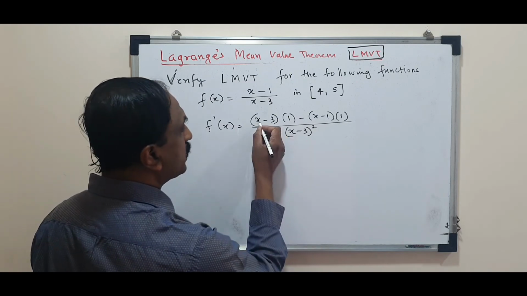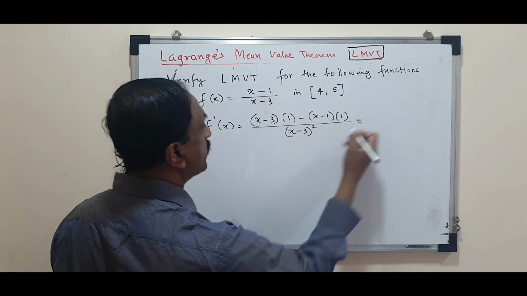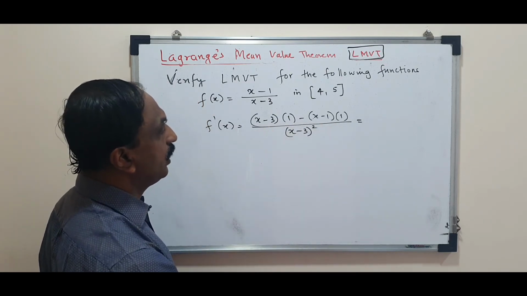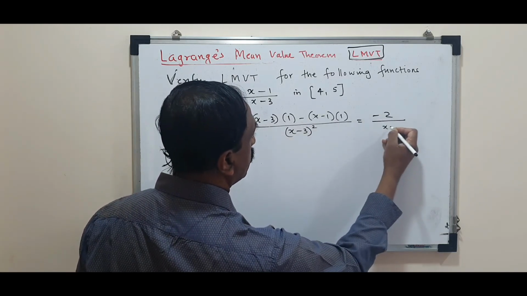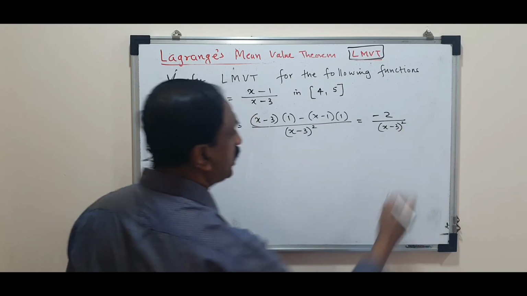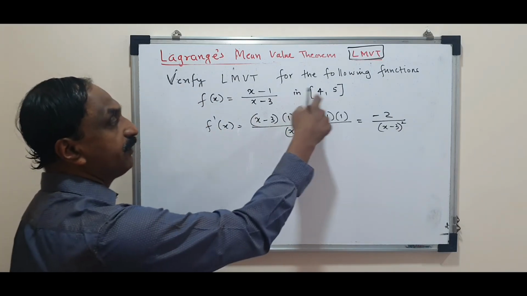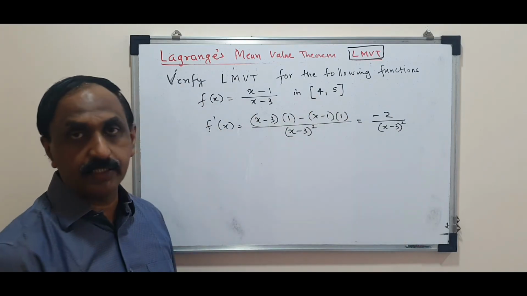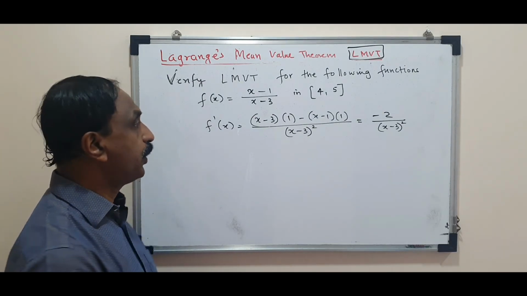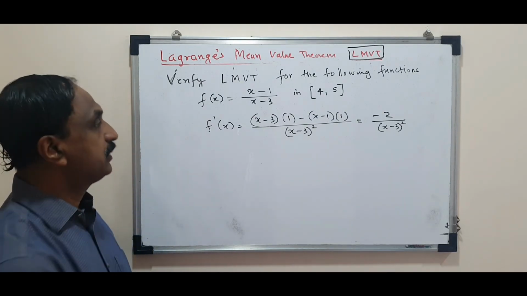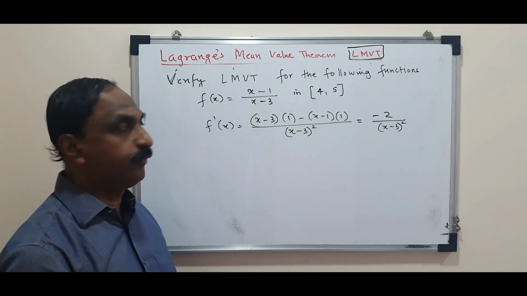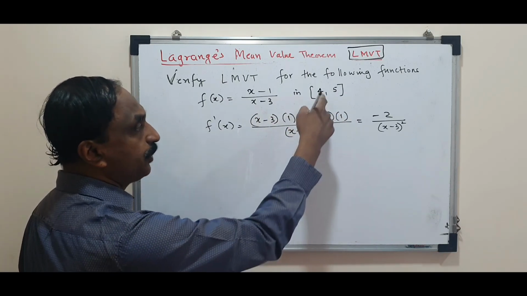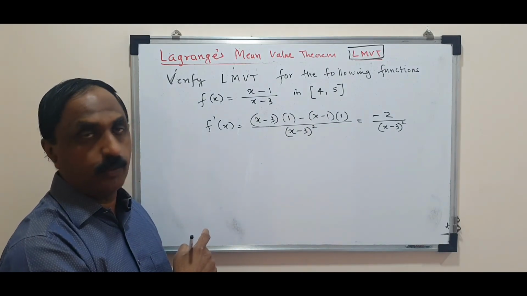If I calculate this, x minus x will get cancelled, and I am getting minus 3 plus 3, so minus 2 upon x minus 3, the whole square. This function is also differentiable in the interval 4 comma 5. It is not differentiable at x equal to 3, but it is differentiable at all other points. Now we will calculate what we have to calculate. We should be able to find a number c between 4 and 5 where the derivative should be equal to f of b minus f of a upon b minus a.